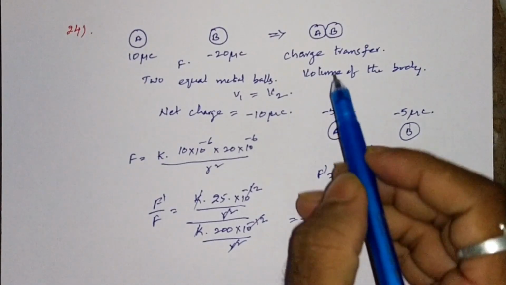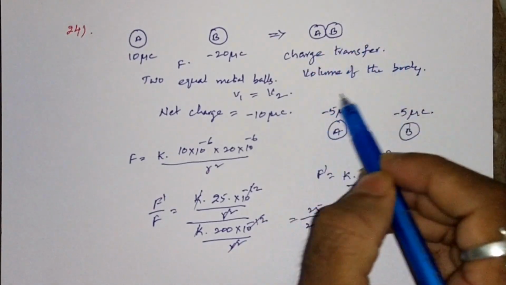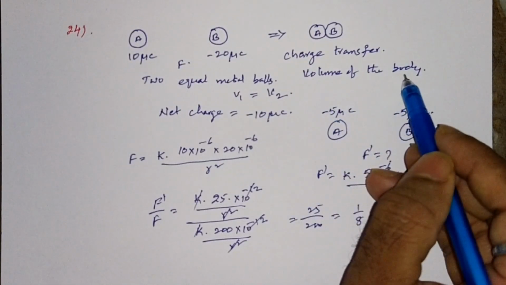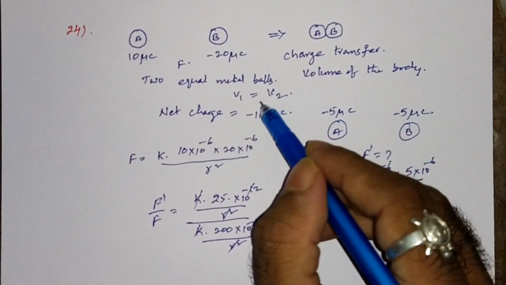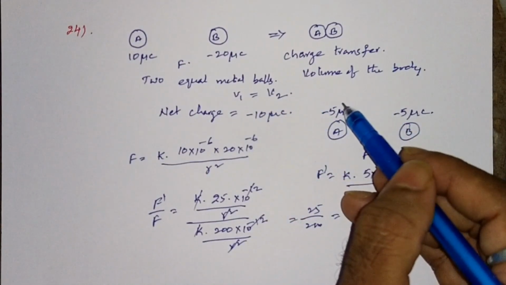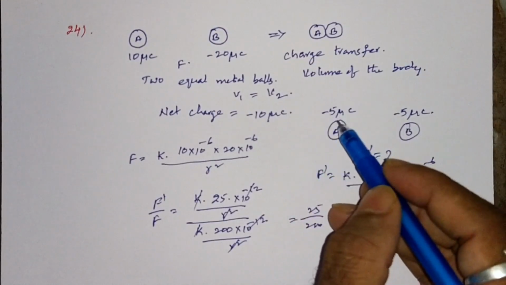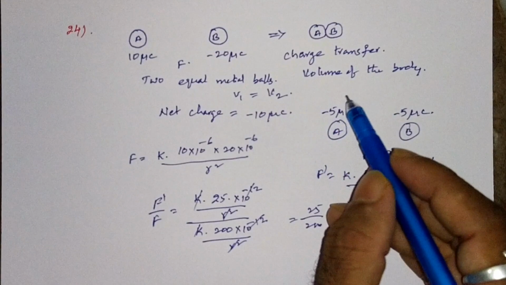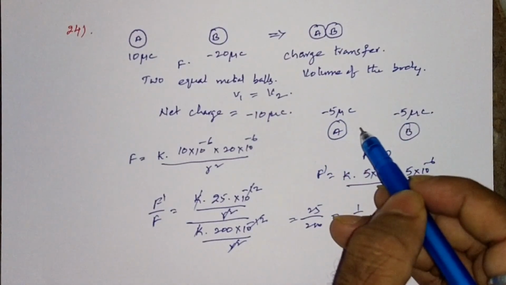Clear? Remember this one, charge transfer will be taking place here. That again depends on the volume of the body. If the volumes are equal, it distributes equally. If the volumes are not equal, what happens, sir? The charge will be transferred in the ratio of their volumes. So ratio V1 by V2 will be equal to Q1 by Q2, right?